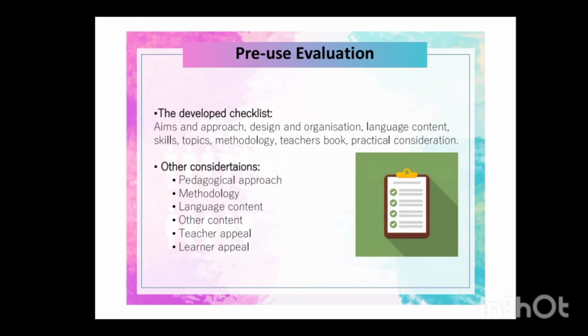and then after evaluating the general things, we can try to evaluate it using a checklist. We can develop the checklist, or we can follow the checklist which has been developed by the government. Usually the checklist could cover several aspects such as the aims, the design and organization, the language content, the skills, the topics, and then the teacher's book or practical considerations.